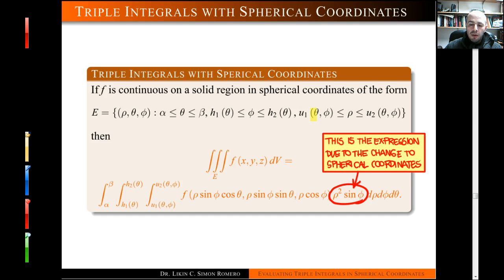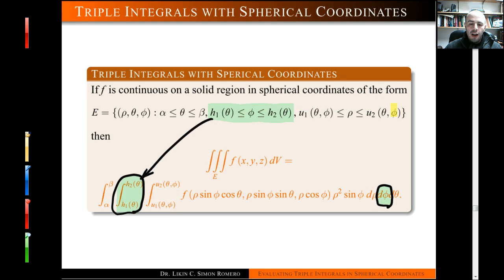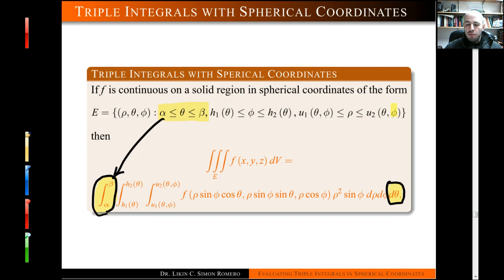We're going to keep rho squared sine of phi, change your function to spherical coordinates, and then integrate first with the variable, in this case rho, that moves between the functions of the other two. So in this case rho moves between those two functions. Then you do phi that moves between two functions that depend on theta, and then theta that moves between two numbers. Again, I don't suggest you remember this formula just like that.